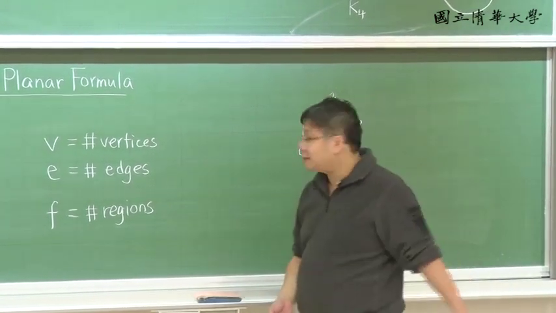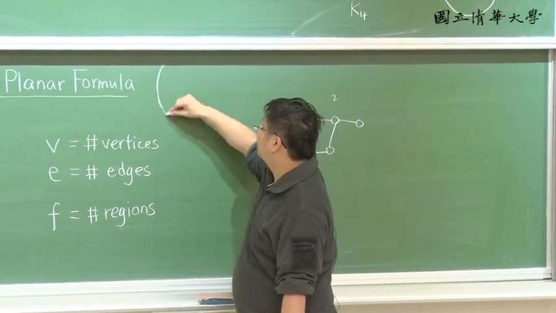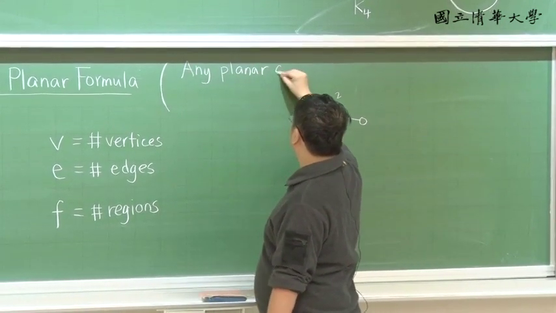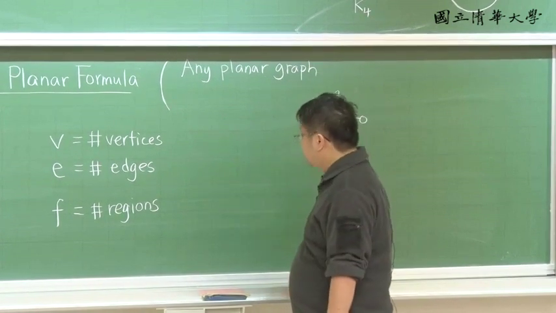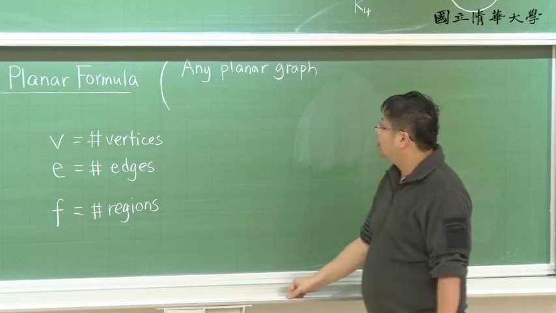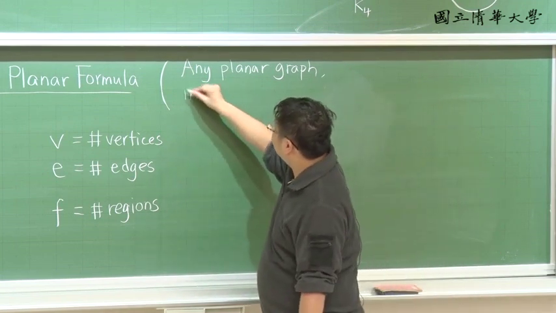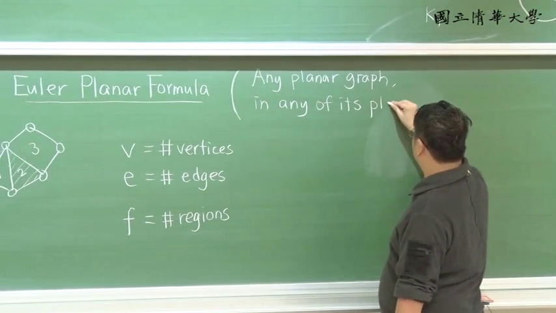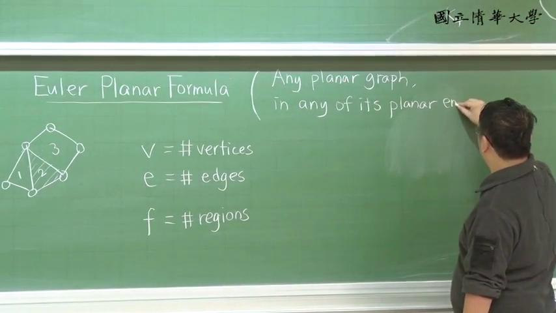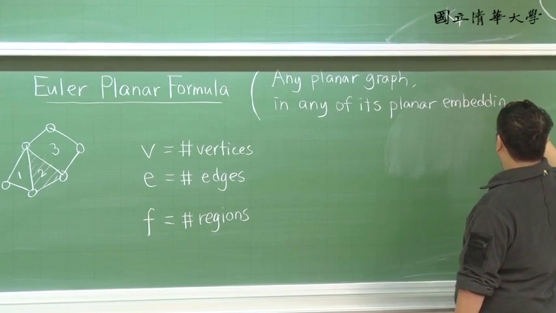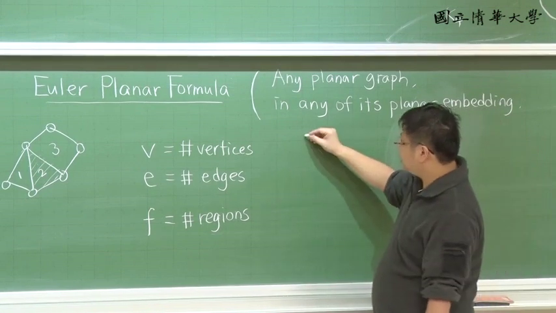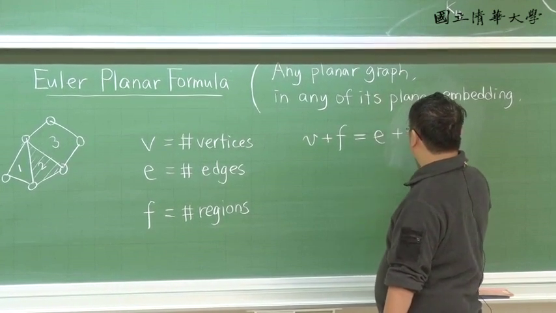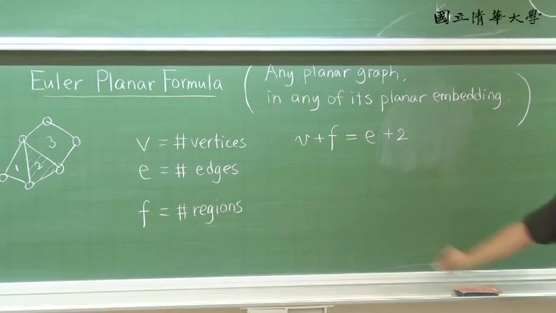Okay, so the Euler planar formula says, for any planar graph, in any of its planar embeddings, we must have V plus F is equal to E plus 2. So this is the so-called Euler planar formula.